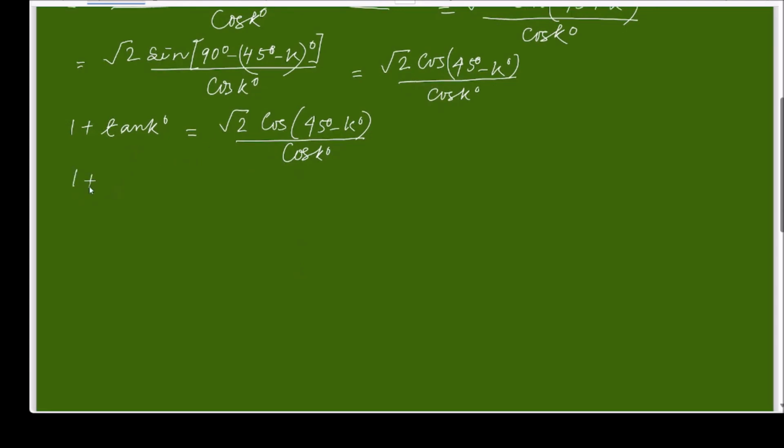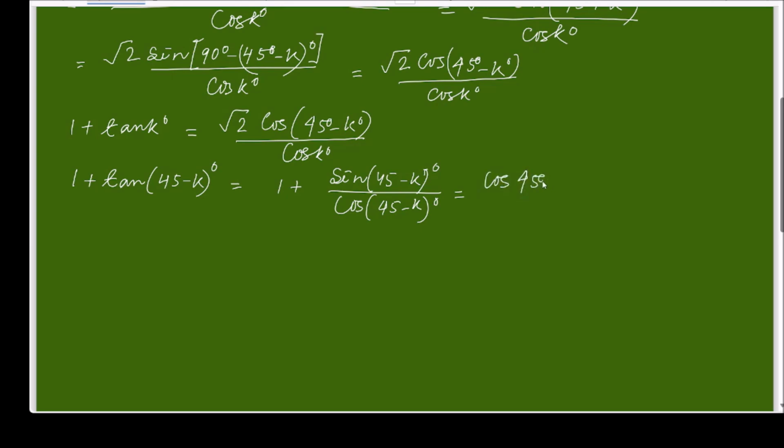So next I'll write 1 plus tan(45 minus k). So that will be 1 plus sin(45 minus k) over cos(45 minus k). In the same way it will be cos(45 minus k) plus sin(45 minus k) over cos(45 minus k).